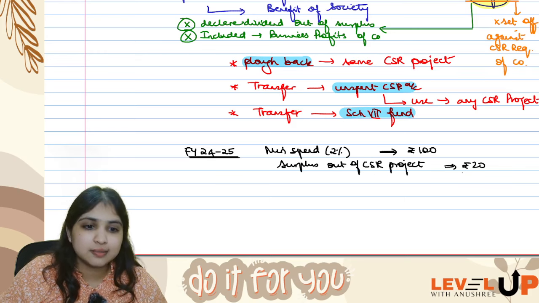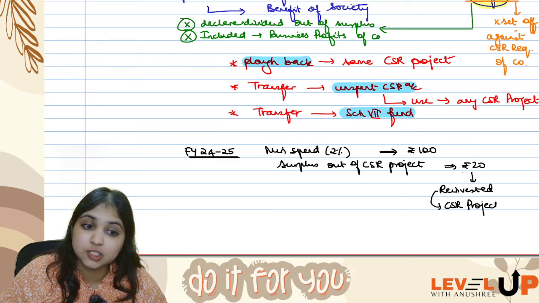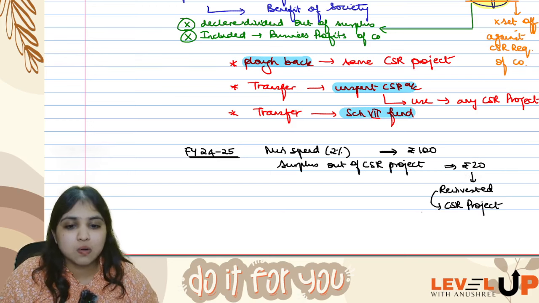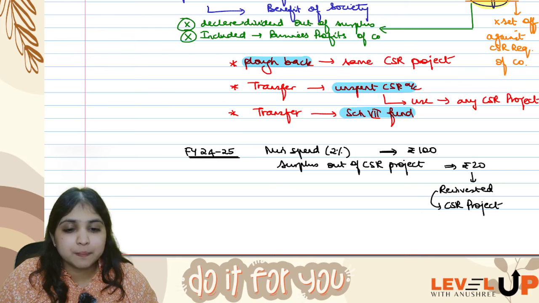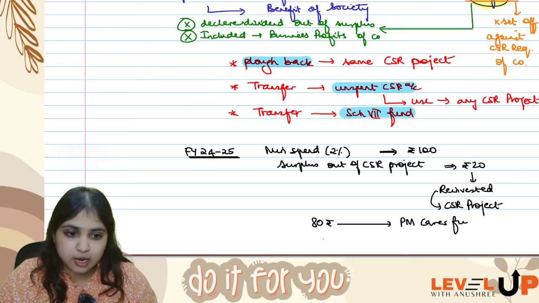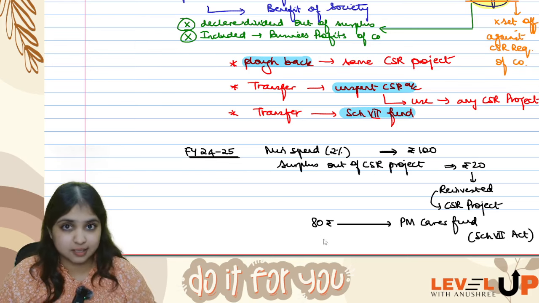Now this 20 rupees, the company has reinvested in the same CSR project. So this 20 rupees has gone into some CSR activity. Now comes the next point. In addition to this, the company has contributed 80 rupees to the Prime Minister Cares Fund. Just to let you know, contribution to PM Cares Fund is a Schedule 7 activity. Even this is a CSR activity.